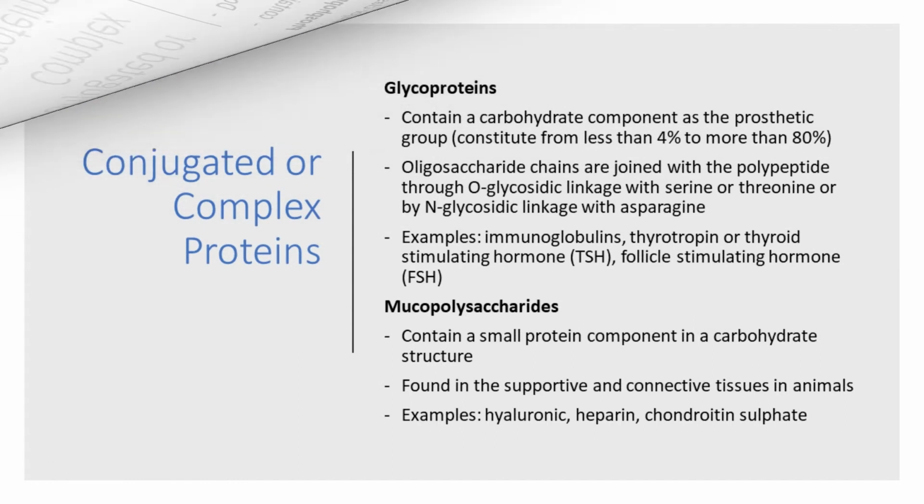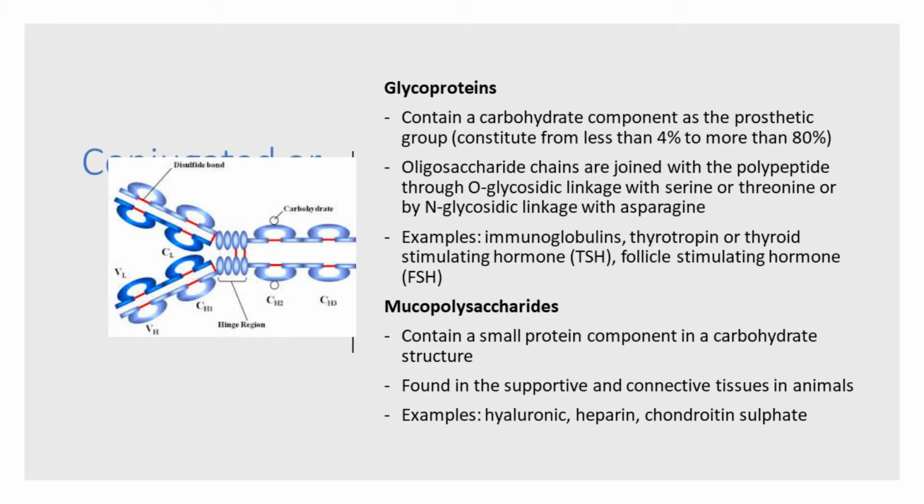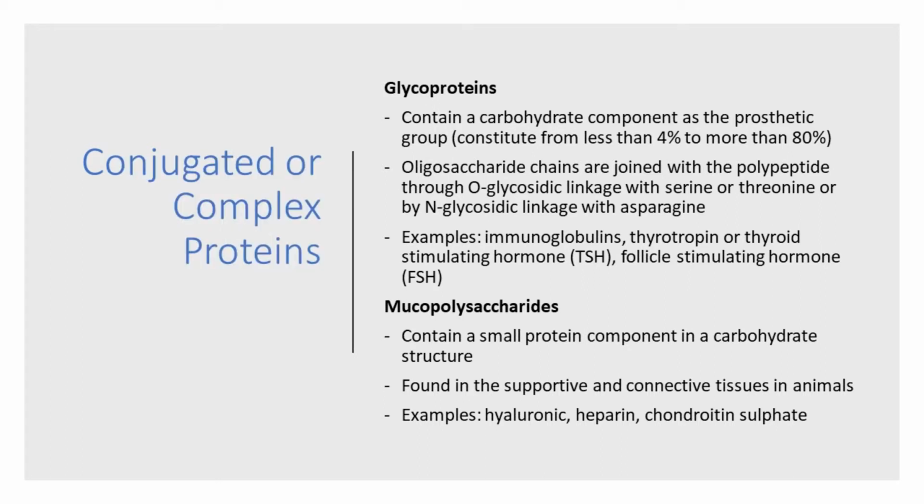Glycoproteins, contain a carbohydrate component as the prosthetic group, constitute from less than 4% to more than 80%. Oligosaccharide chains are joined with the polypeptide through O-glycosidic linkage with serine or threonine or by N-glycosidic linkage with asparagine. Examples are immunoglobulins, thyrotrophin or thyroid-stimulating hormone, TSH, follicle-stimulating hormone, FSH.